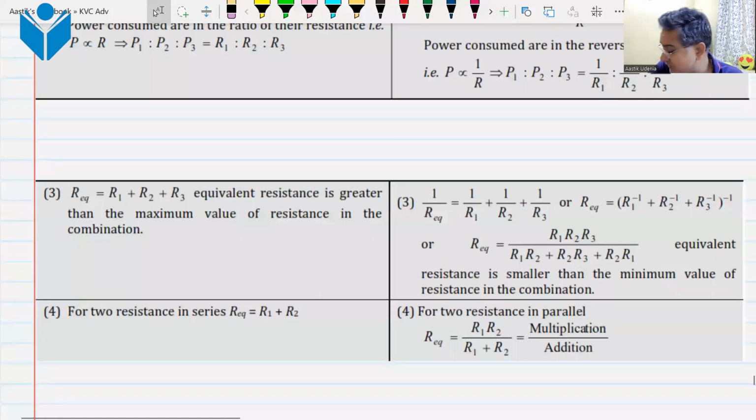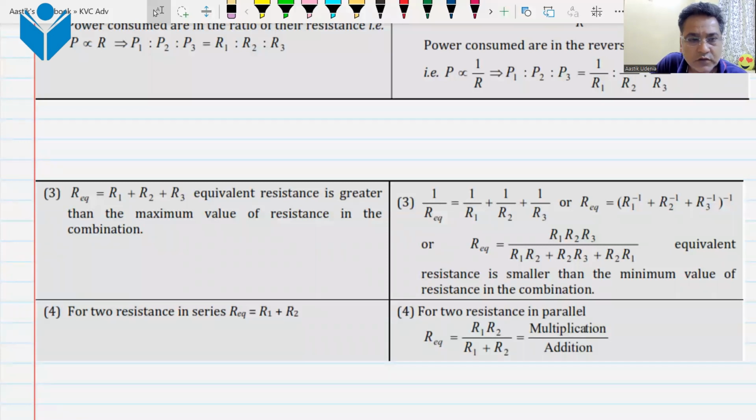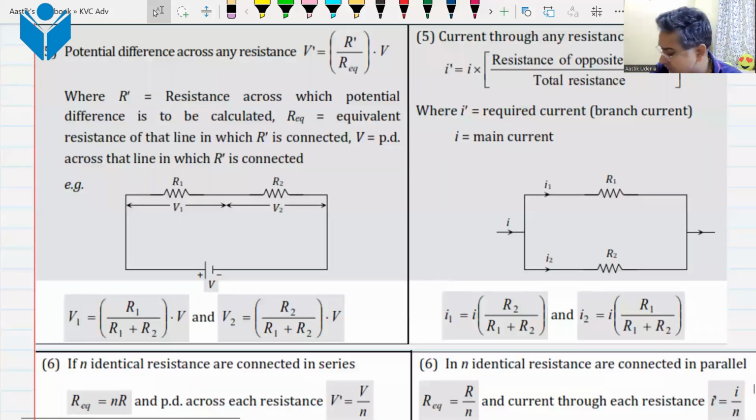The next 2 points are like this: for two resistors in parallel, the equivalent resistance is given by R1 R2 upon R1 plus R2. For three resistors, it is given in this form. Do we understand this? I'll give you 2 minutes to note this down. We have already discussed all of these. Okay, then we can move on to the next 2 points. We have already discussed them. I'll give you 2 minutes to note them down.